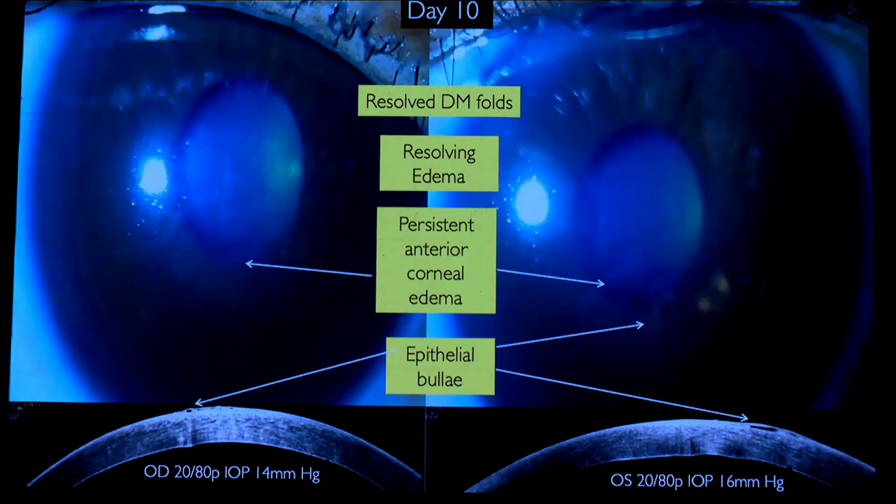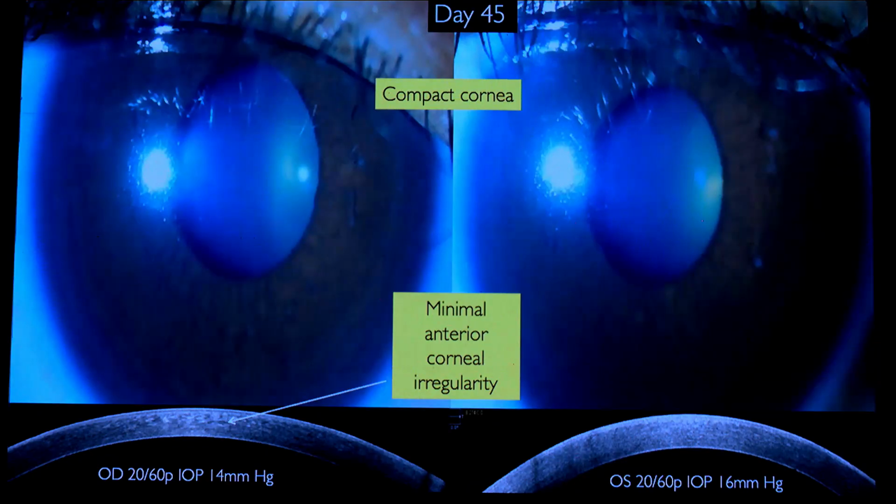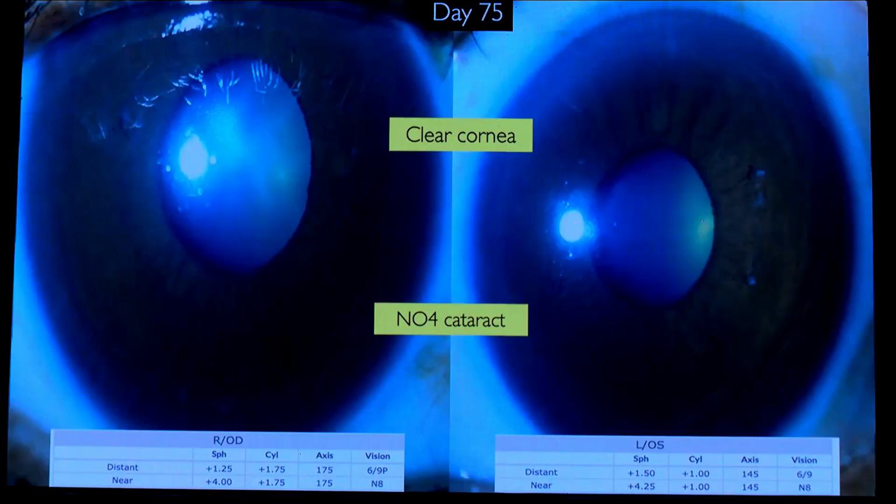As you can see, on day 10 of stopping amantadine, the posterior corneal edema is slowly coming down. However, the anterior corneal edema with a few bullae is still persistent. By day 45, the cornea became more compact. Only mild anterior corneal irregularity persisted, and the vision improved as well. And by day 75, the cornea became clear. There was NO4 grade cataract. With refraction, the patient improved up to 6/9 vision in both eyes.